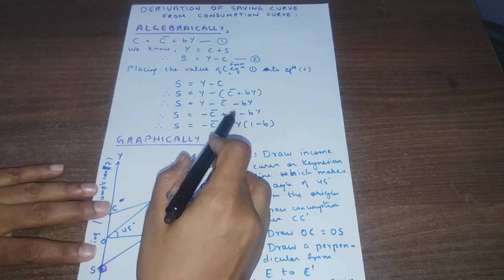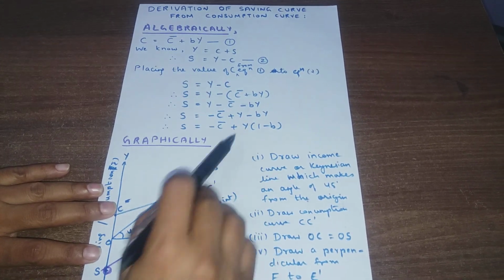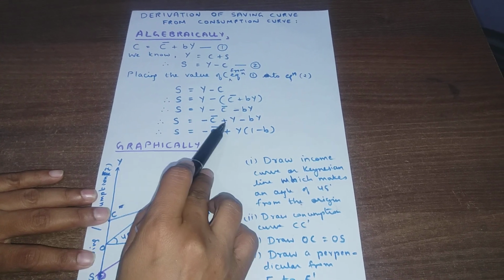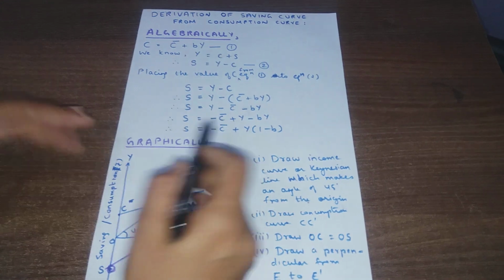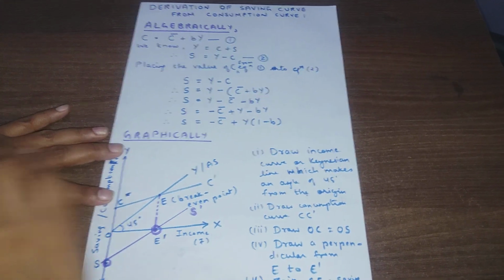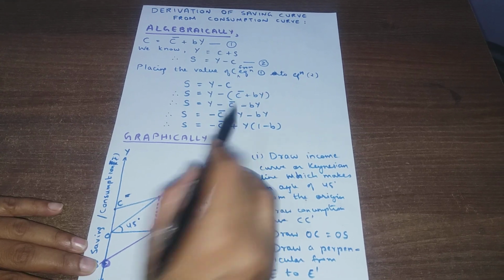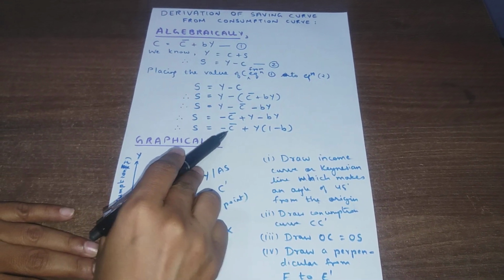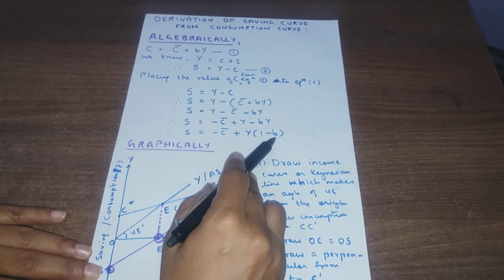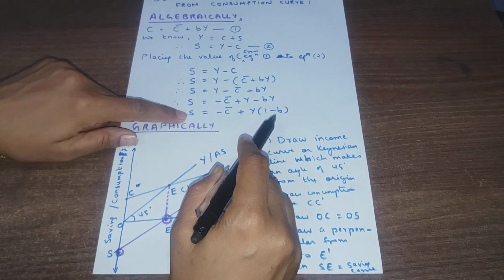I'll place Y besides Y minus BY. Y was positive, so I am placing here a positive sign, and C was negative. I just placed it here. I have not transposed it. Now taking out Y as common, so I have derived S is equal to minus C bar plus Y bracket 1 minus B. So from C we have derived S.